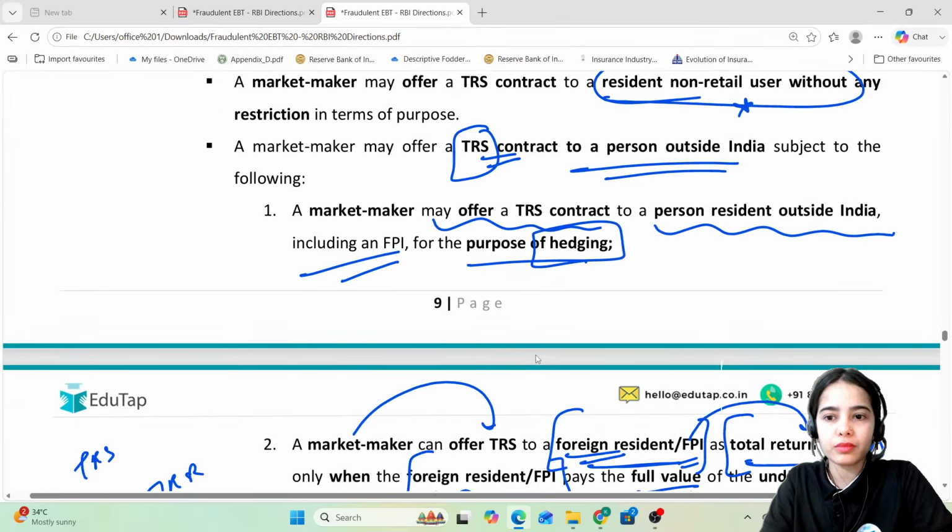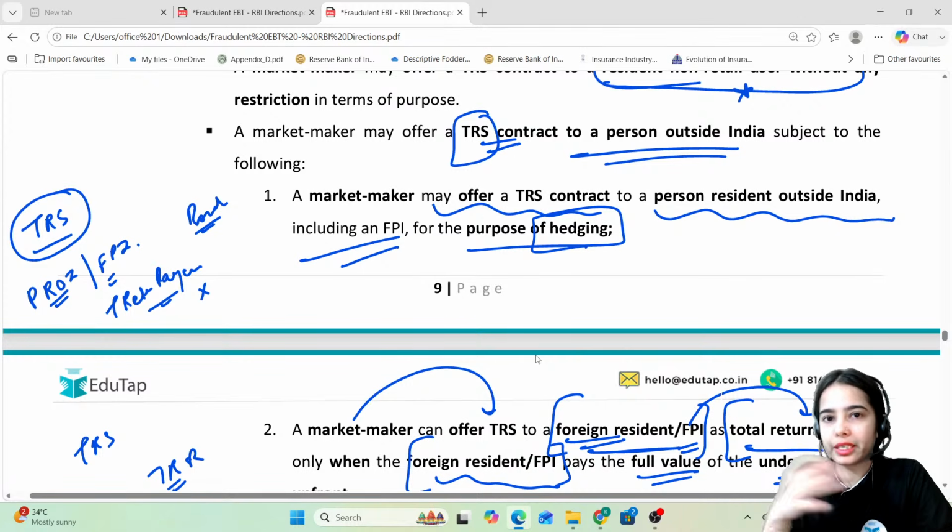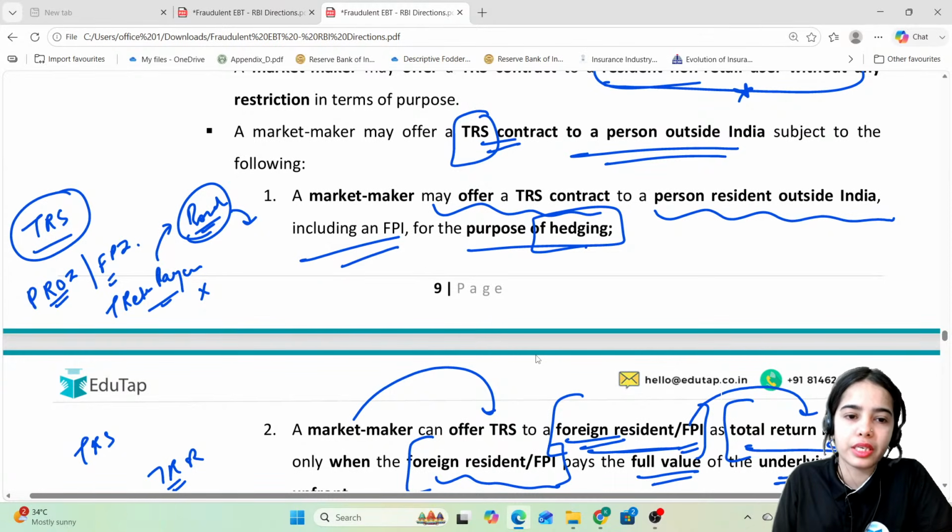So basically, see in the TRS, generally the person resident outside India or the FPI can be the total return payer because they have purchased the bond. Now they do not want to take the risk related to the bond, so they are transferring the returns related to the bond to some other party, that is the total return receiver. Now the PROI or the FPI can be the total return payer without any conditions.